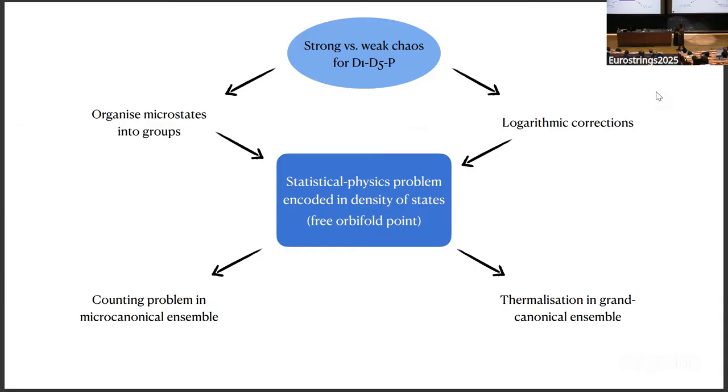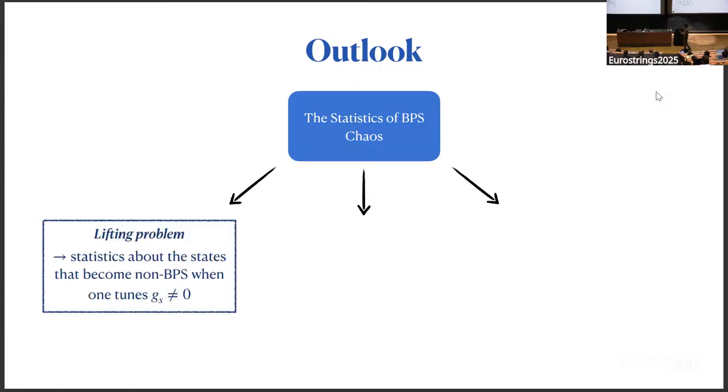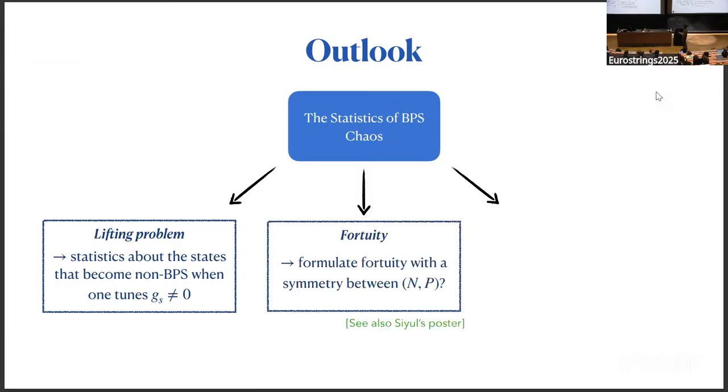And it has two aspects. The first is a counting problem in the microcanonical ensemble, and the second is a thermalization problem in the grand canonical ensemble. And as an outlook, the statistics of BPS chaos can teach us several things. First, it can teach us about the lifting problem, about the statistics of the states that become non-BPS when one tunes GS to non-zero values, depending on the number of strands that decompose the macrostates. Secondly, it would be interesting to go and talk to the fortuity community.